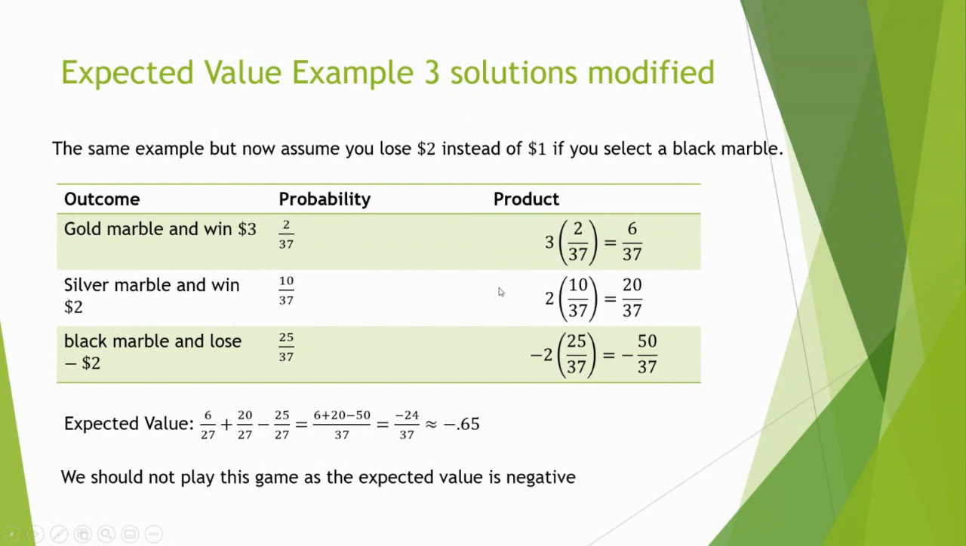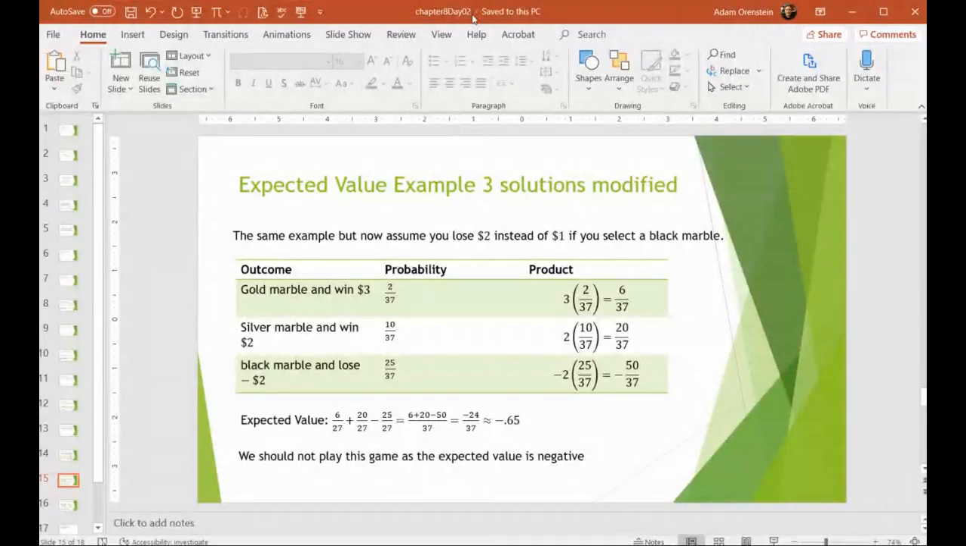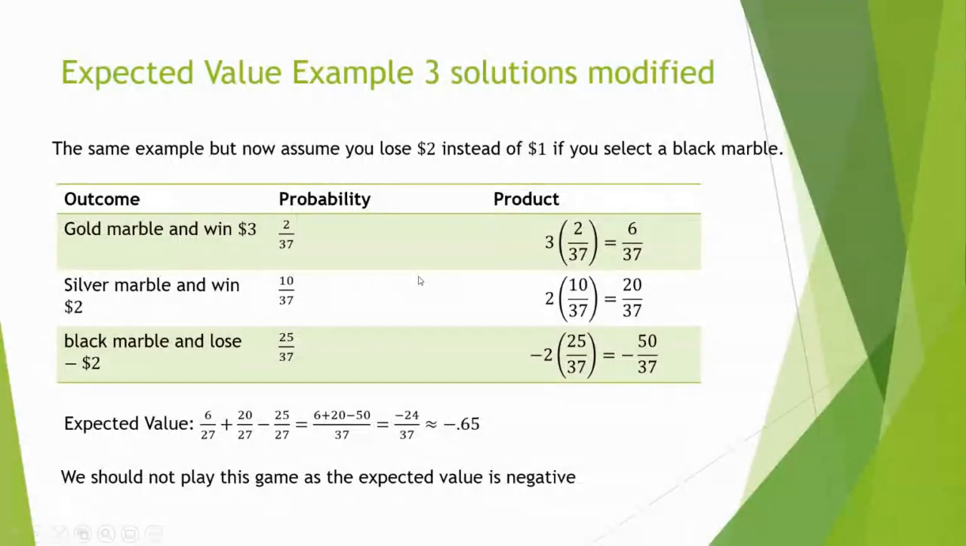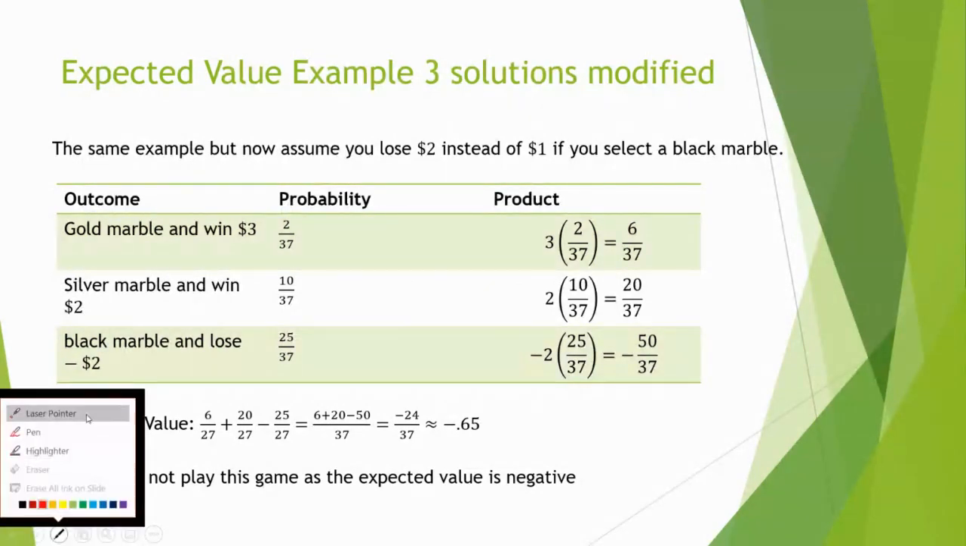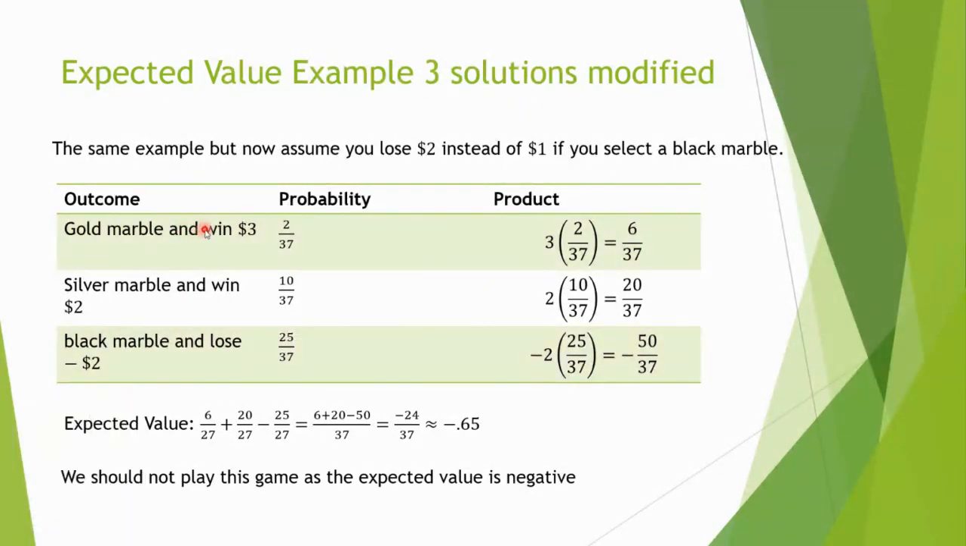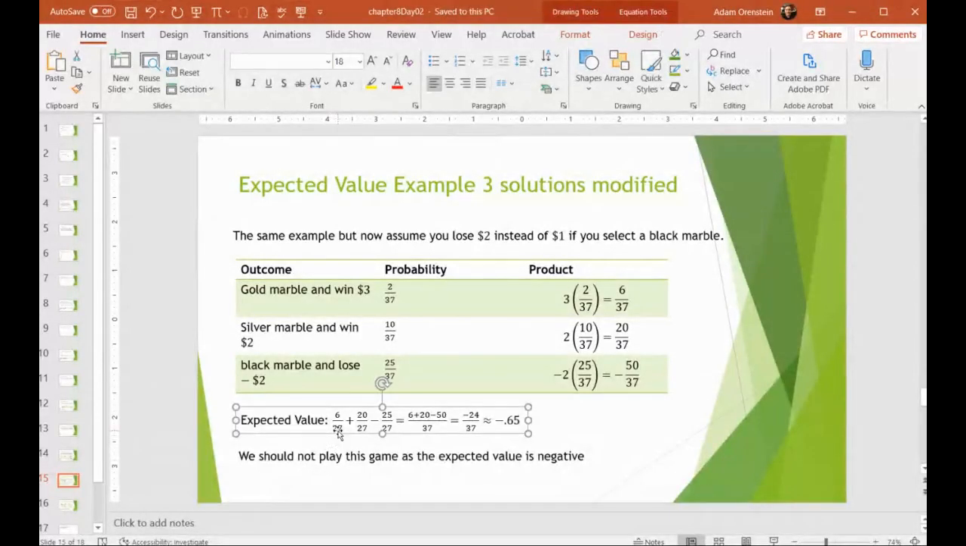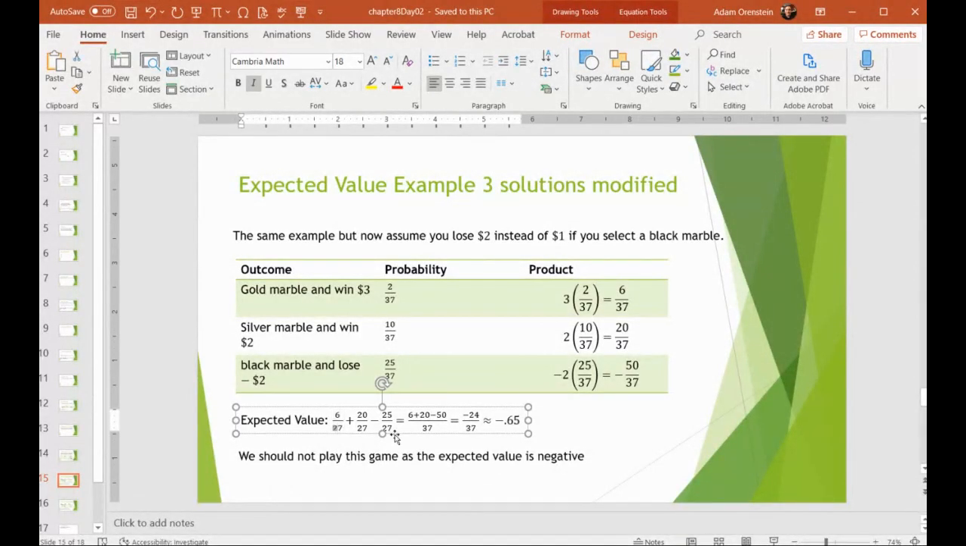But now we're going to ask, well, what happens if you choose a black marble and instead you lose $2, not just $1? Well, the other two outcomes are the same. So everything else is the same. So, if you choose a gold marble, you still win, okay? If you choose a silver marble, right, you still win. I don't know why I had 27 down there, but whatever.